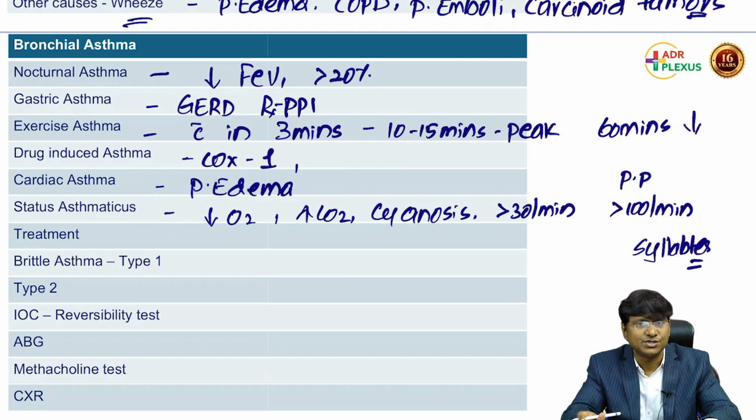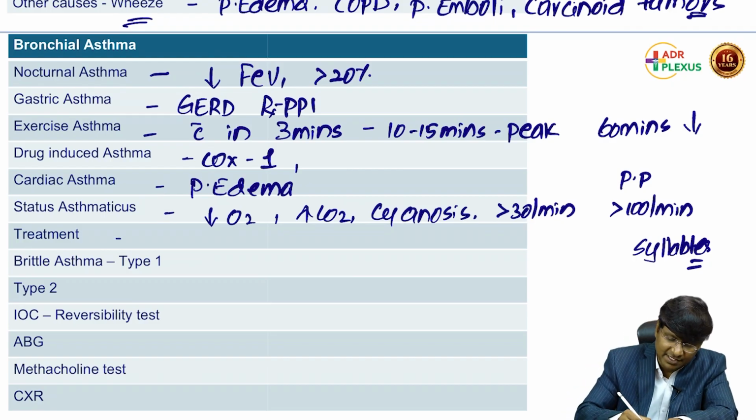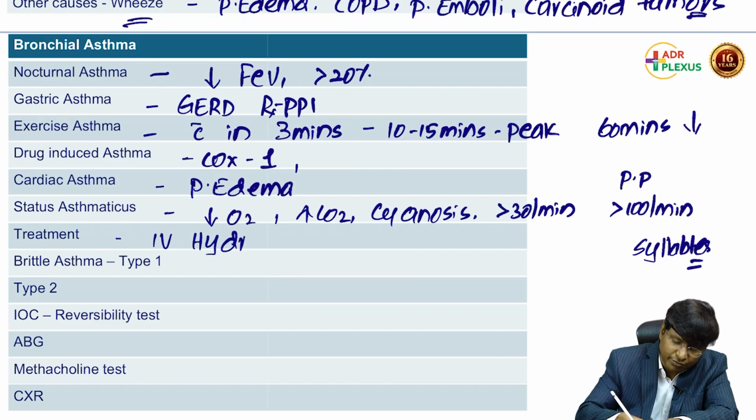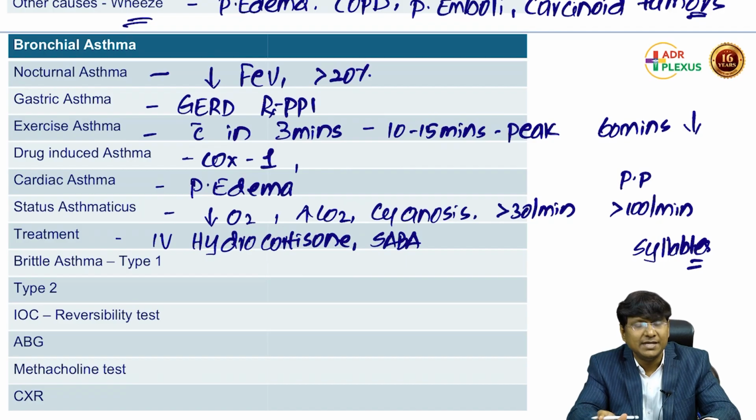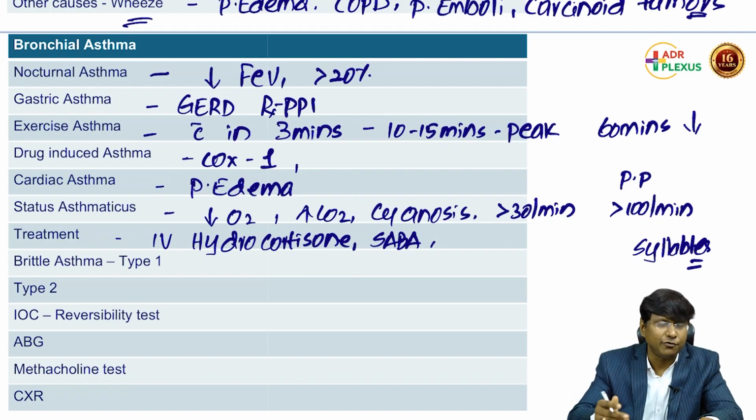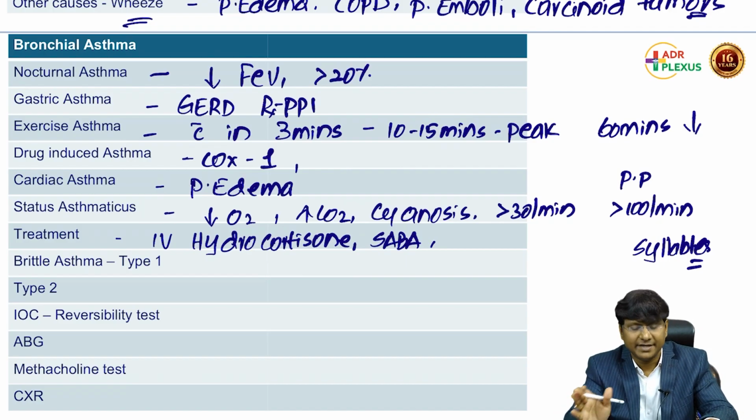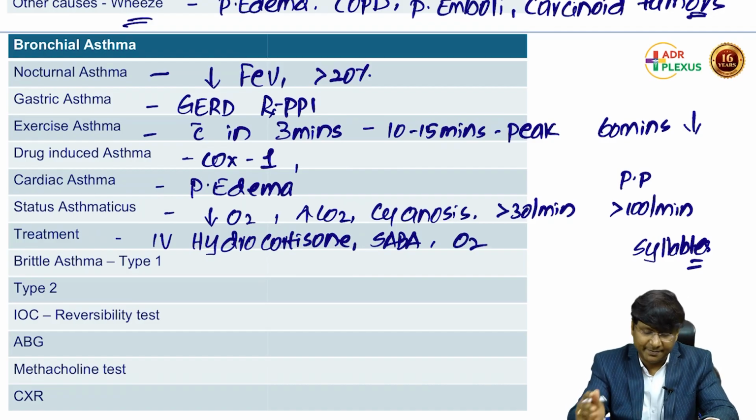And in these patients, you should know what the treatment is. The drug of choice is intravenous hydrocortisone, right? And you also need to supplement the short-acting beta-2 agonist, and terbutaline, phosphodiesterase inhibitors also should be given, right? But along with this, oxygen therapy is very important.